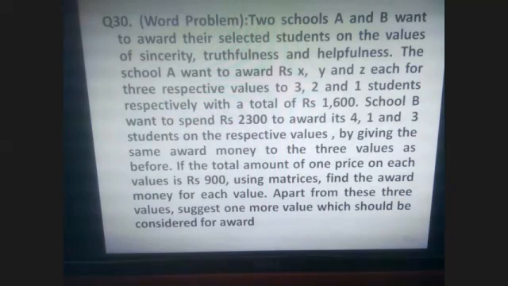School B wants to spend rupees 2300 to award its 4, 1, and 3 students on the respective values by giving the same award money to the 3 values as before. If the total amount of one prize on each value is rupees 900, using matrices, find the award money for each value. Apart from these 3 values, suggest one more value which should be considered for award. Can you read and find what are the variables? Variables are given here. What are the equations which we are going to get? That is your first job.